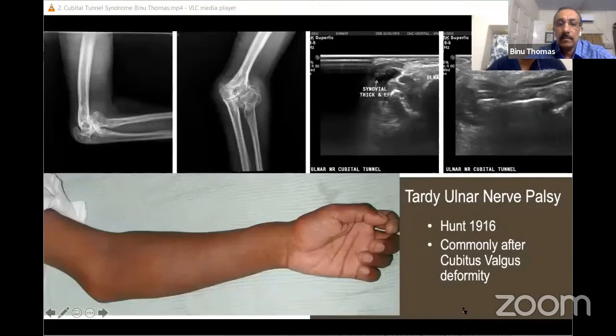This is a classic patient with a cubitus valgus deformity who develops ulnar nerve dysfunction. And as you can see, why the ulnar nerve is getting stretched on this X-ray, and we generally tend to see the valgus angle, which you can see here, is more than 20 degrees.